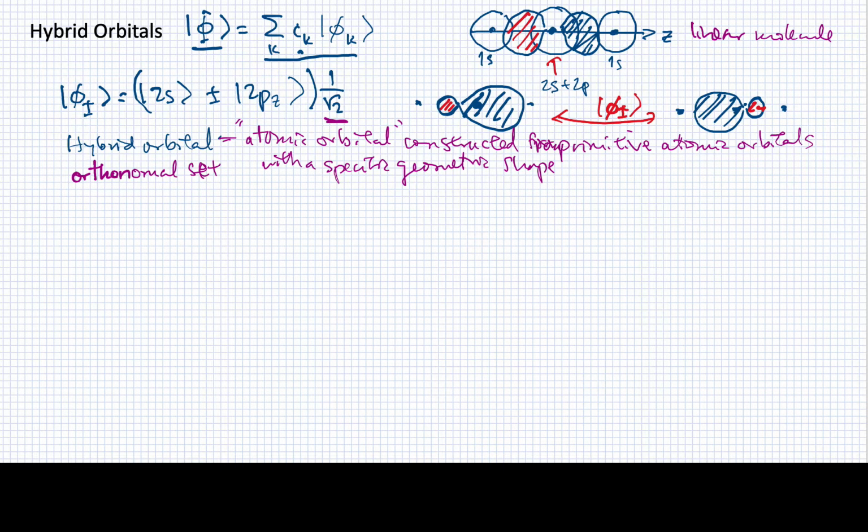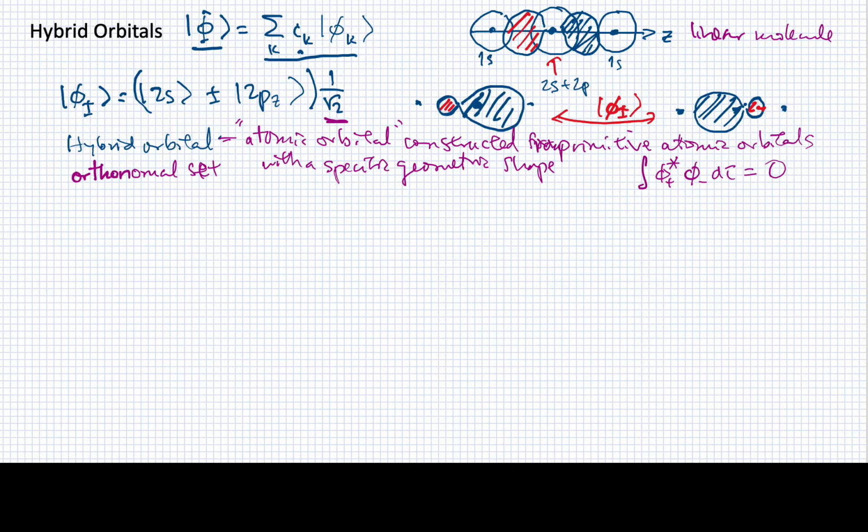And they're orthogonal, which means that when I find the integral of two of these, so for example, if I was to integrate phi plus star phi minus d tau, I would get 0. They would be orthogonal to one another. It doesn't necessarily look like that initially, but that's what would result.